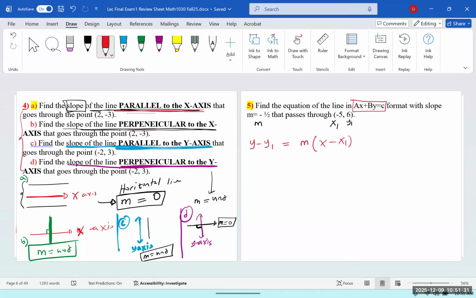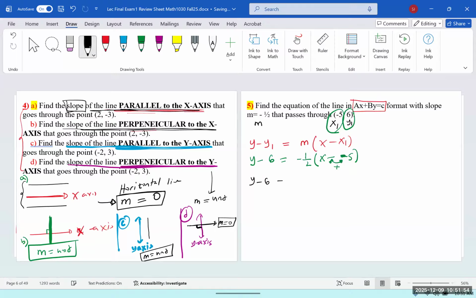So first we are going to substitute. We have y minus, or y1 is 6. Our slope is negative 1/2. And our x1 is negative 5. So we get a double negative here, which turns into positive.